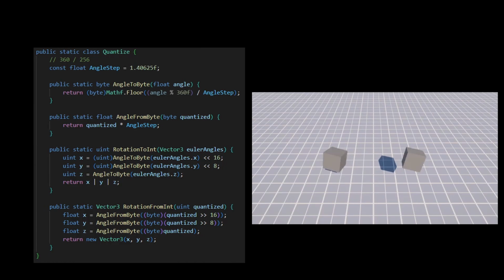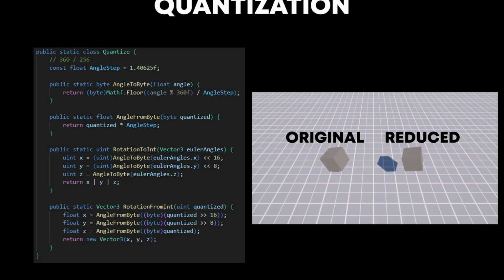The next way is to just represent data with fewer bytes. For example, a single rotation axis would normally be represented with a float, but you could instead split the 360 degrees into 256 discrete rotations and represent it with a single byte. So a full Euler angle rotation, instead of requiring 12 bytes, only requires 3. This is called quantization. I'd say you should be trying to quantize every value you send.